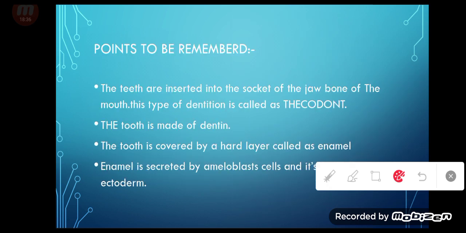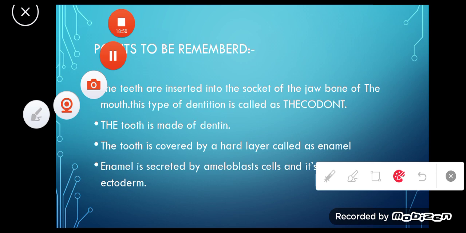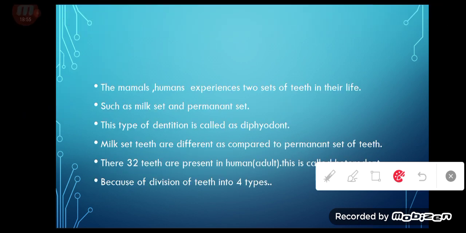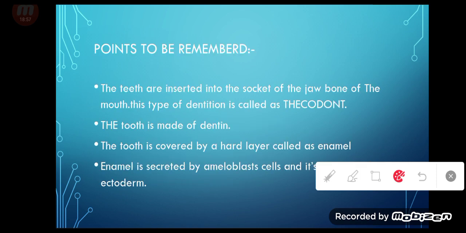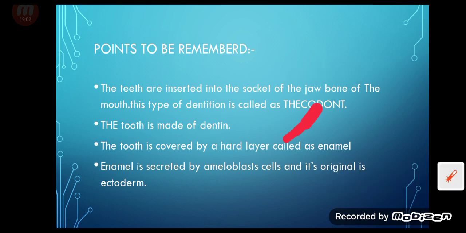Now let us see the points to be remembered. The teeth are inserted into the socket of the jawbone of the mouth. This type of dentition is called thecodont. This point is to be remembered. When the teeth are inserted into the socket, this is called thecodont teeth.